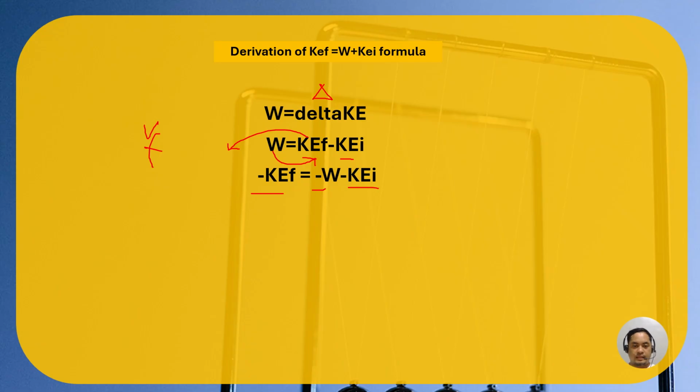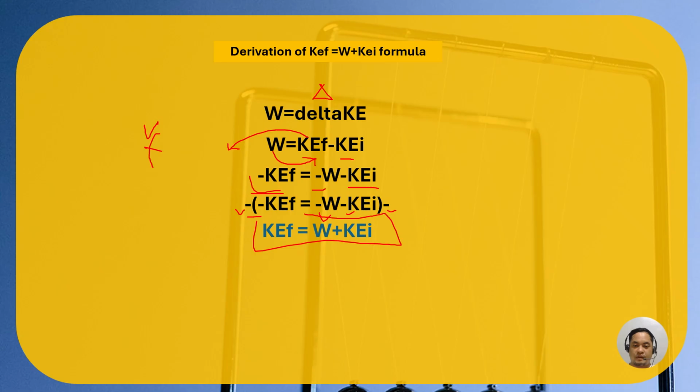To let our variable be positive, especially the KEF, we need to multiply both sides of the equation by negative. So negative and negative will become positive. And then negative multiplied by negative work will become positive. And the negative multiplied by negative is positive. So that's our equation being derived.